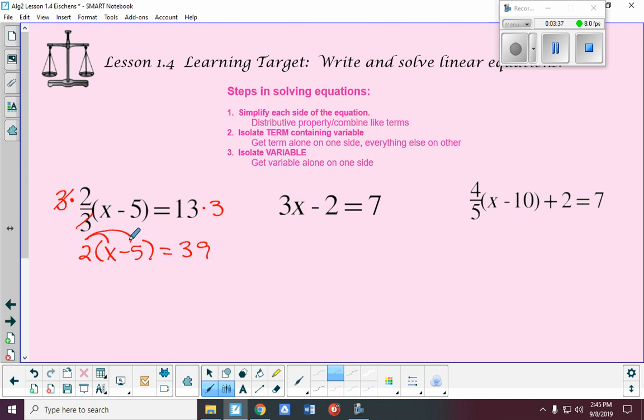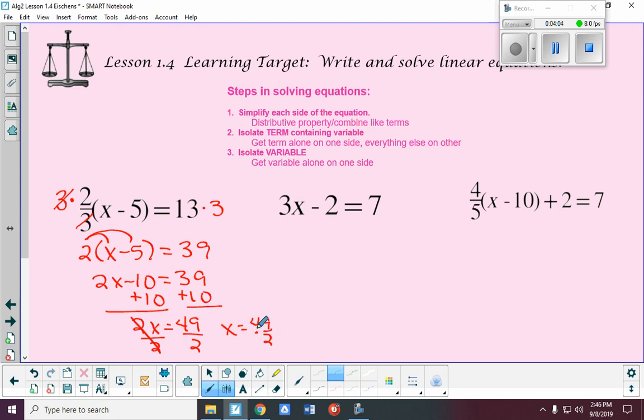So first we distribute, and then we add 10. So 2x equals 49. So x equals 49 halves. And you could write that as an improper fraction if you want to, or as a mixed number if you want to. This is an improper fraction.